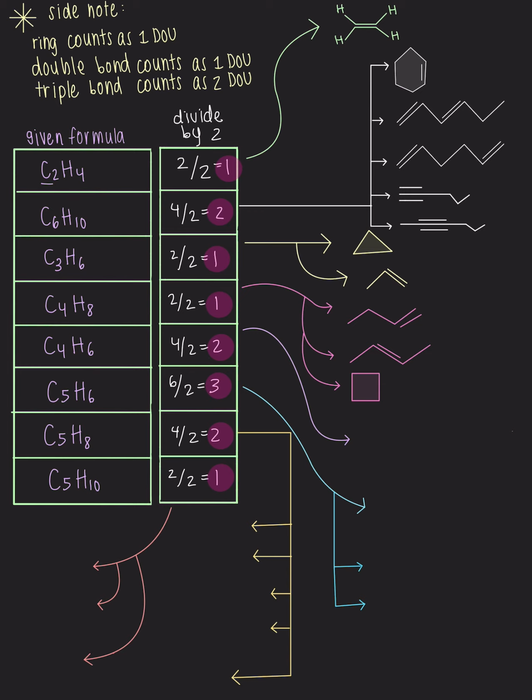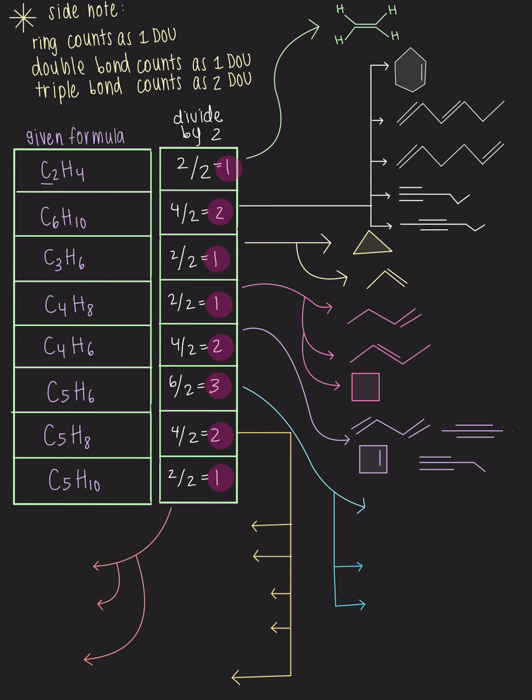Okay, so for C4H6, I could have 2. So I drew these different structures. I drew a triple bond, an internal alkyne, a terminal alkyne. I even drew terminal alkenes. I drew a ring and an alkene, just so you can see you really have many different structures.